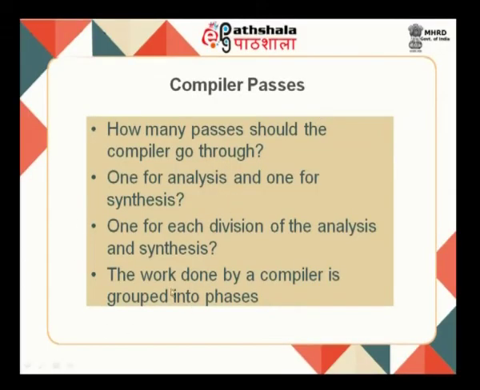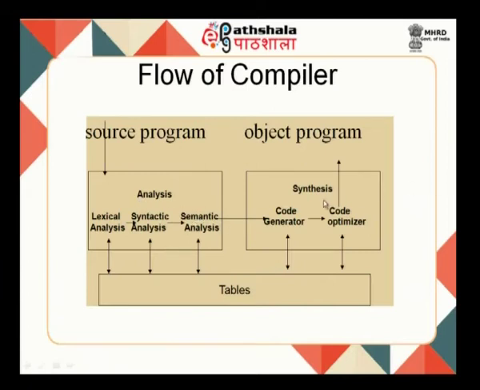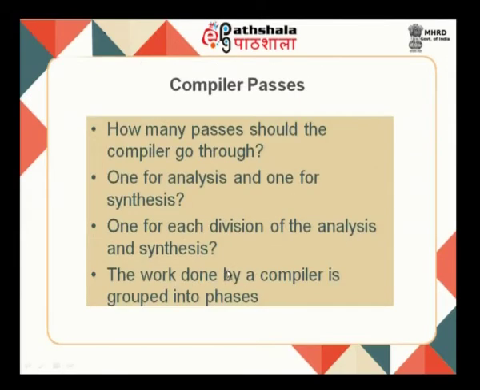So, if you look at the front end grouping, back end grouping, the analysis based grouping and the synthesis based grouping, how many passes should a compiler go through? I have 3 parts in the analysis phase, 2 parts in the synthesis side, and one more intermediate representation part. So, should I go for 6 passes, one for each? That is going to be a lot of time. Therefore, what we normally do is combine some phases into groups and call them passes. So, the work done by a compiler is typically grouped into phases.